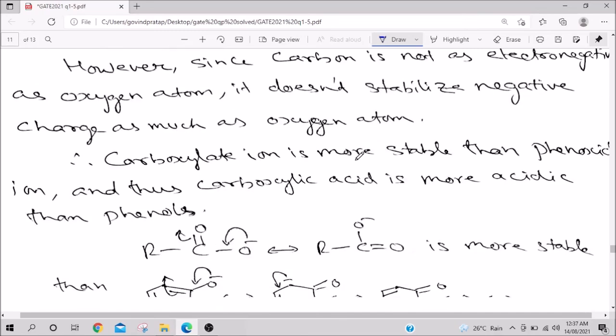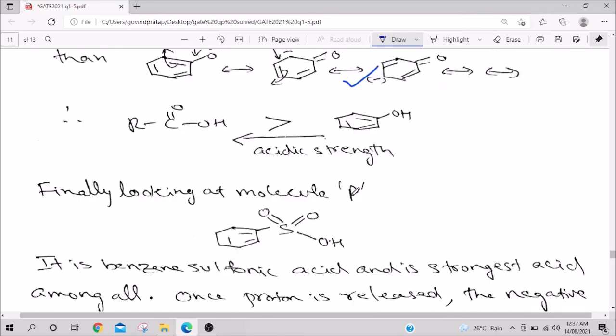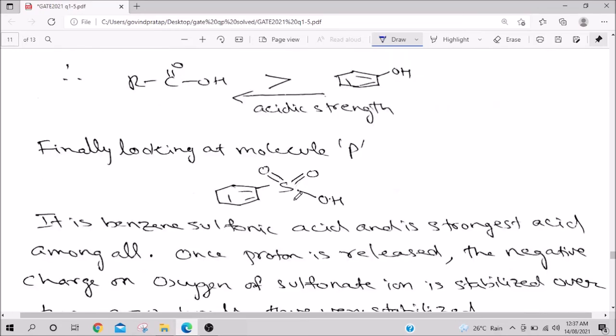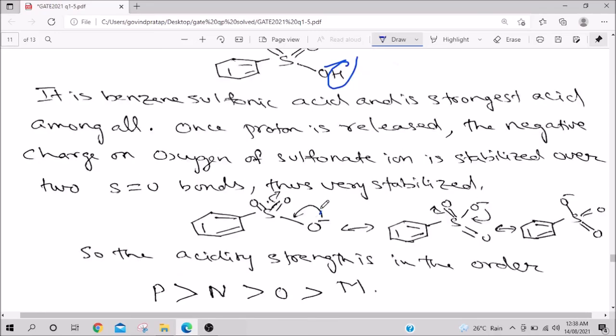Okay, all that I said is written here. Carboxylic acid is much more stable than a phenolic. Last one is sulfonic acid. Now this is a very strong acid. It is like sulfuric acid. If you remove this proton, you get negative charge. Now what happens? Negative charge is stabilized between 3 oxygen atoms. This comes here, you get negative charge, this goes out, comes here. So 3 oxygen atoms are stabilizing this negative charge.